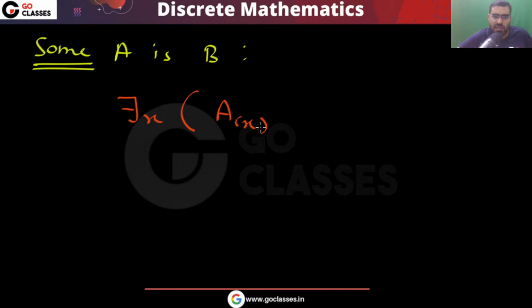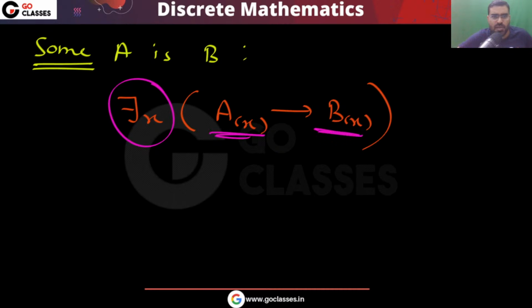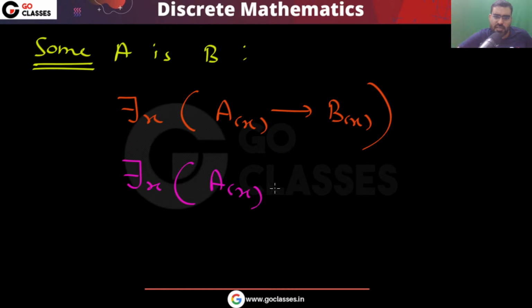If I say that some A is B, how to write it? Should I write: there exists x, if it is A, it is B? Or another option: there exists someone, it is A also and it is B also. Which of them is correct? The answer is that the first is not correct, the second is correct.